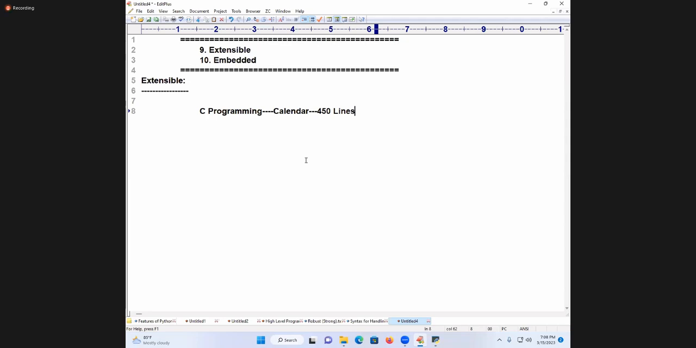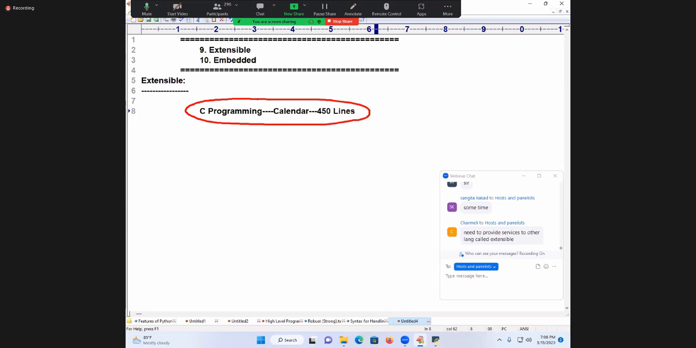I'll show that code once in the class. If a C programmer is developing the app of a calendar, he definitely needs to write 450 lines of code. Definitely the C programmer is looking for some help. Is there any language which is providing the easiest coding, more meaningful result? Python. And really Python is providing its services to be used as a part of other languages also. C language programming, C++ programming is ready to use Python services.